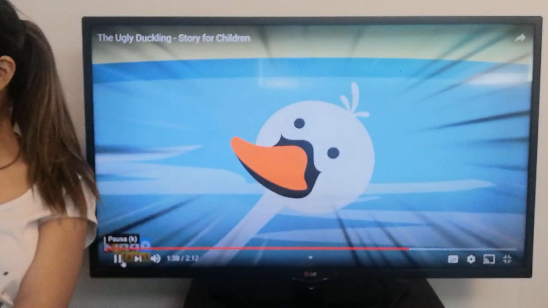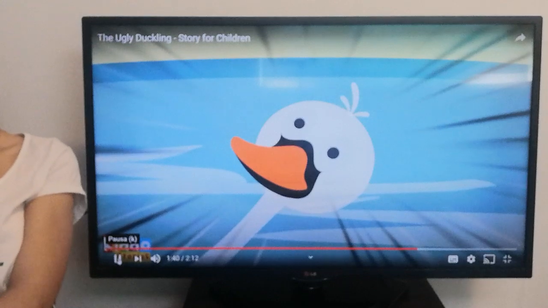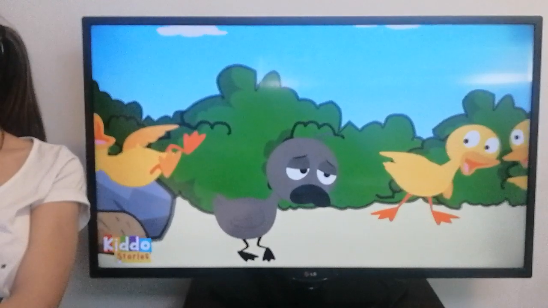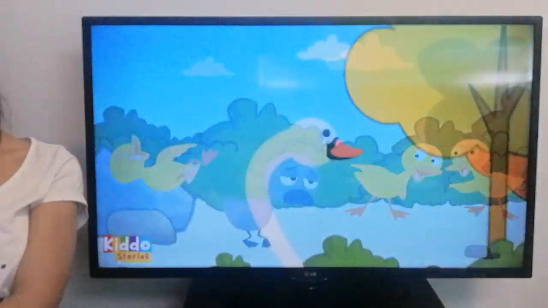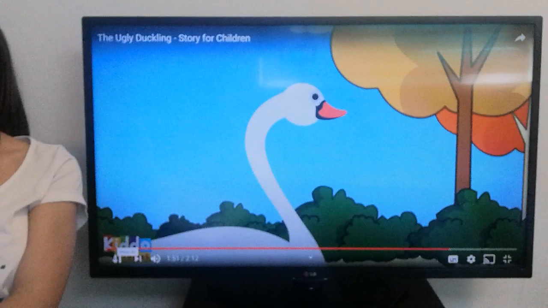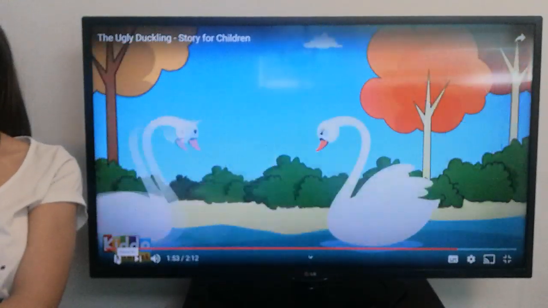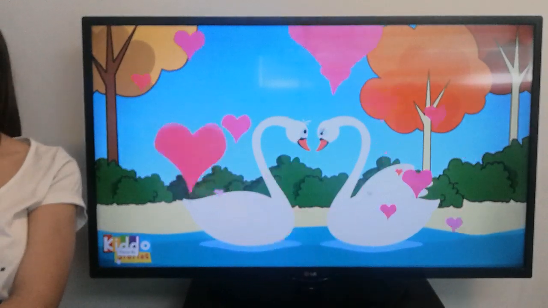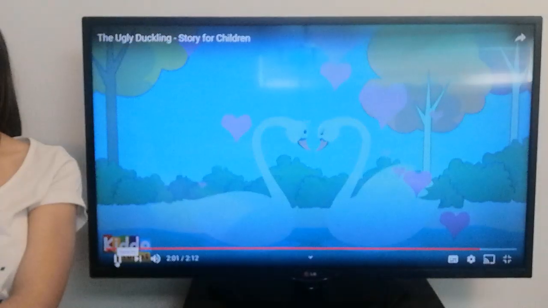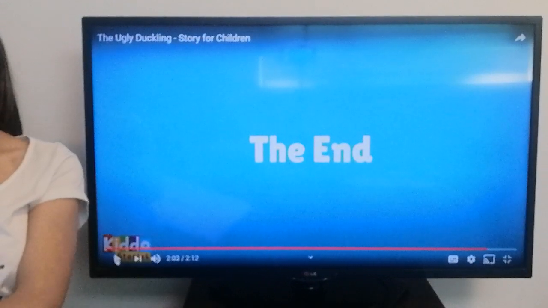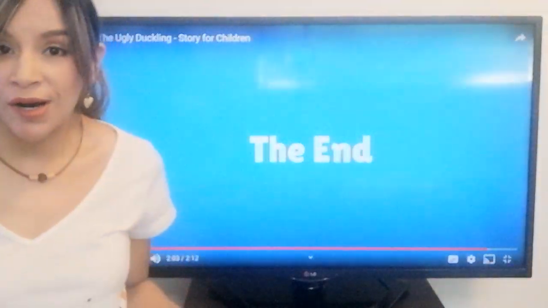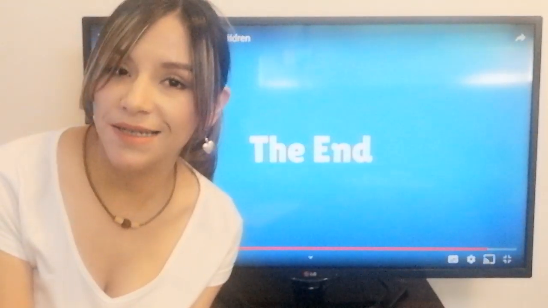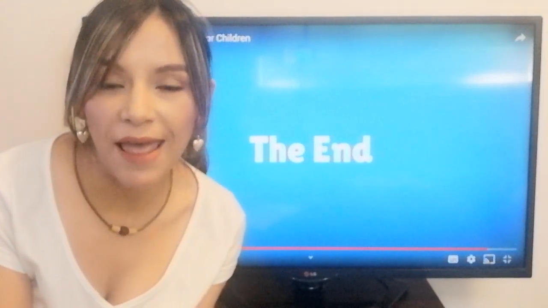But a handsome young swan. Now he knew why he looked so different from his brothers and sisters. They were ducklings, but I was a baby swan, he said to himself. He married the beautiful swan and lived happily ever after. The end. Okay, beautiful story. Well, at the end, he found out that he was a different species. He was a swan, not a duck.